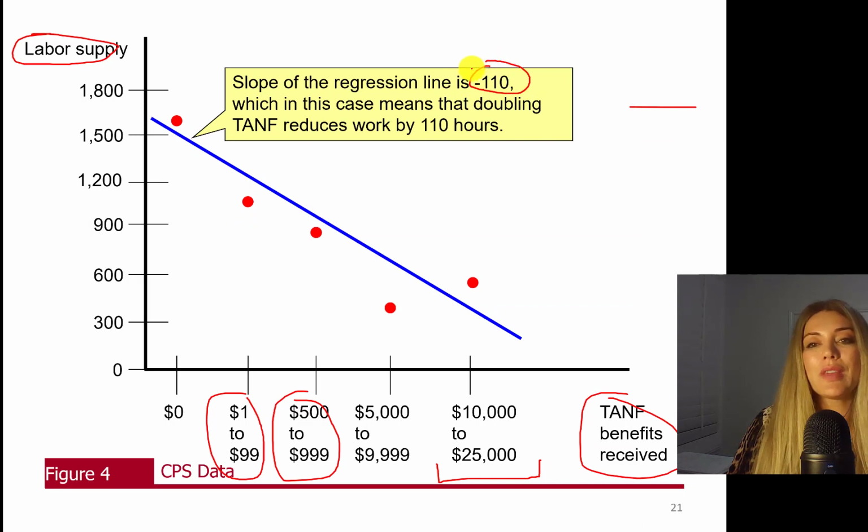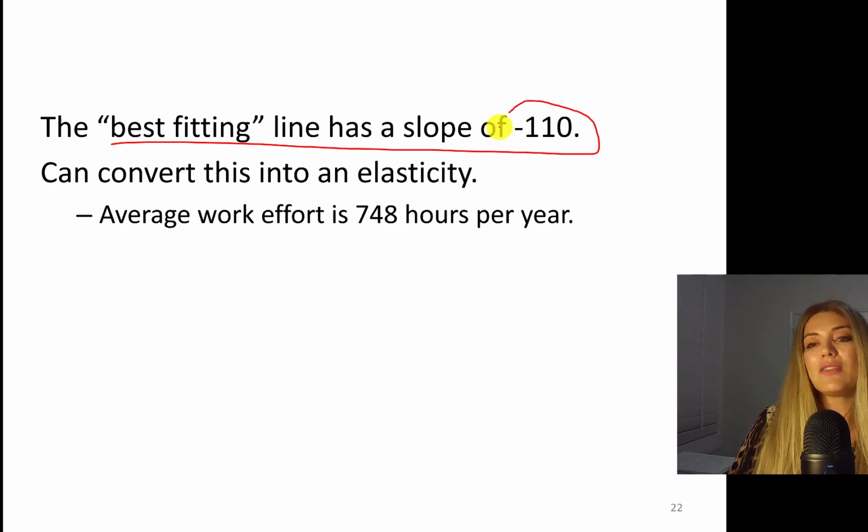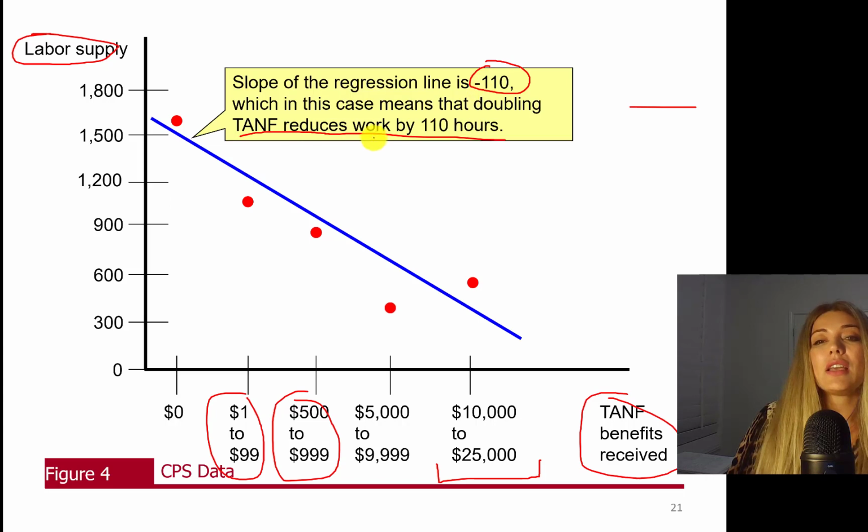The slope of this regression line is negative 110. What does it mean? Doubling the Temporary Assistance for Needy Families benefits reduces work by 110 hours. So the best fitting line has a negative 110 slope. What does it mean? Doubling the benefits reduces work by 110 hours.